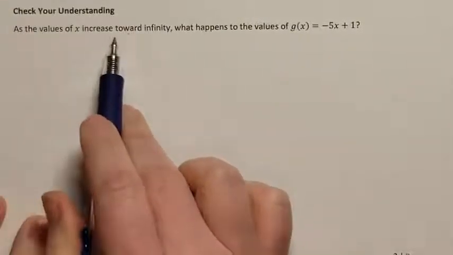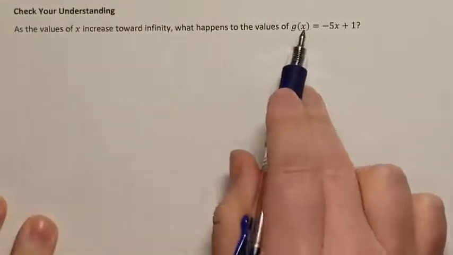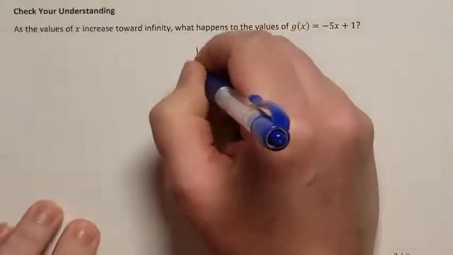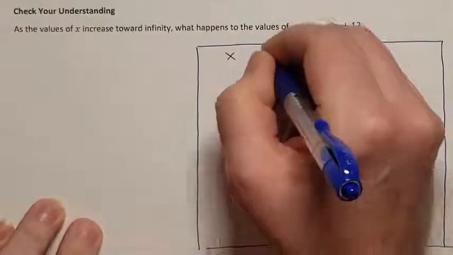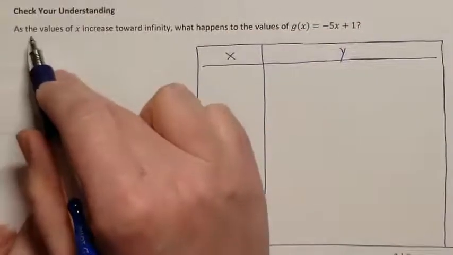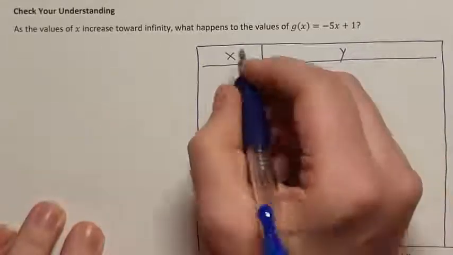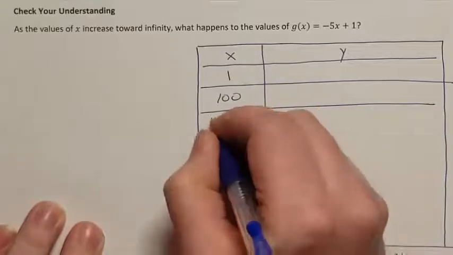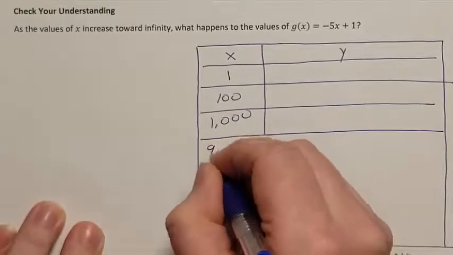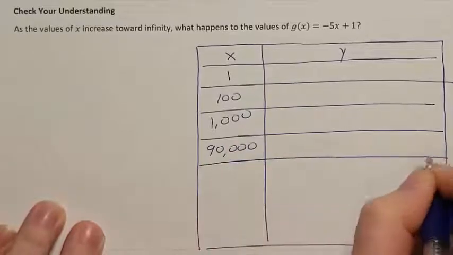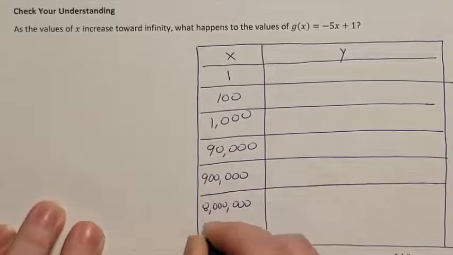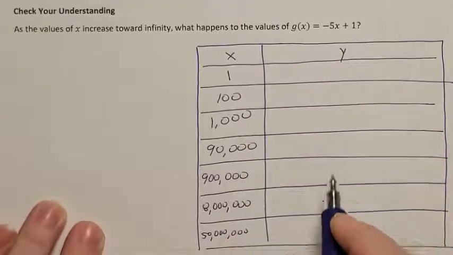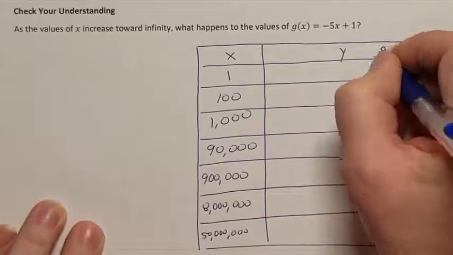As the values of x increase toward infinity, what happens to the values of g of x? So we have another function that we have to use. We're going to do another table. Again, it says as the values of x increase towards infinity. So we're going to start small, and we're going to do rather large hops, and our x's are going to get slowly closer and closer to infinity. What is going to happen with our g of x's, our y's?